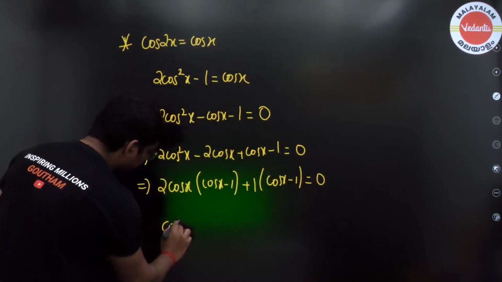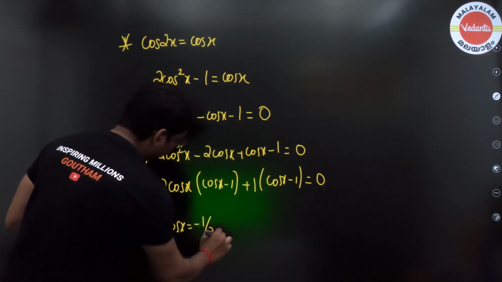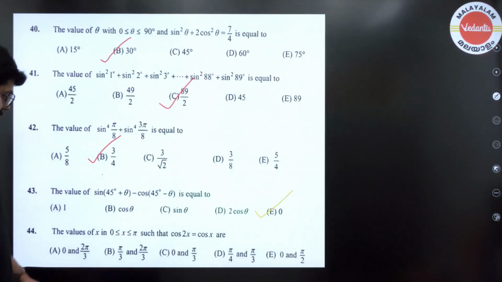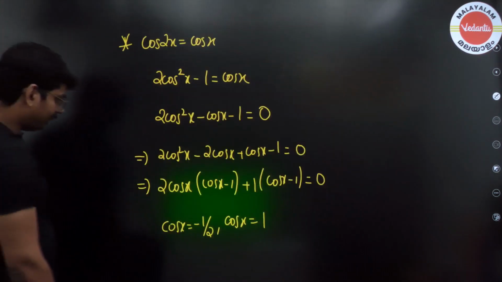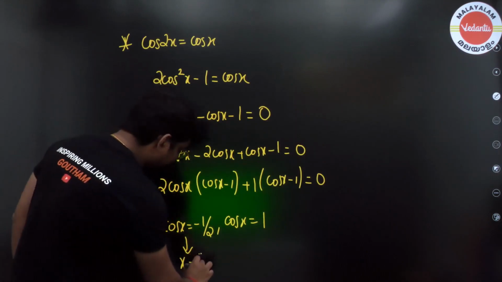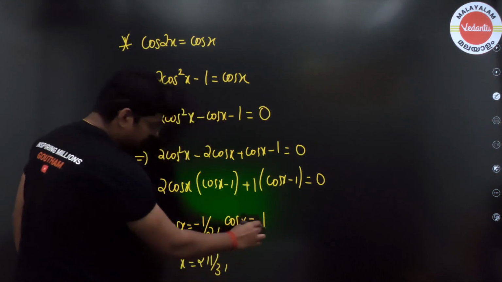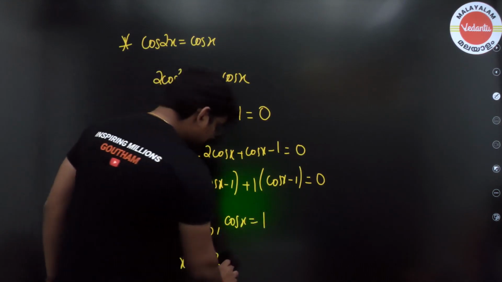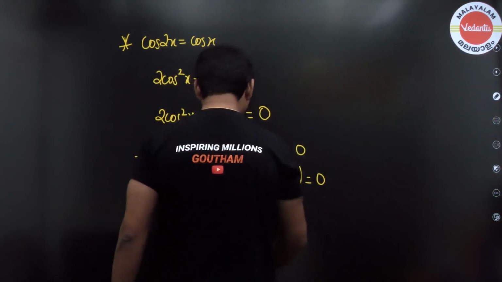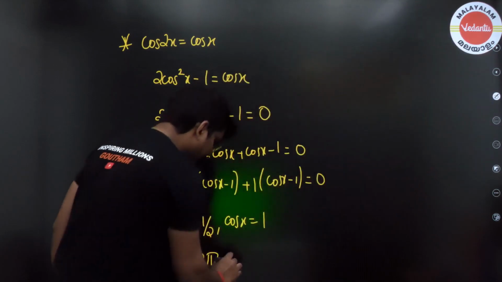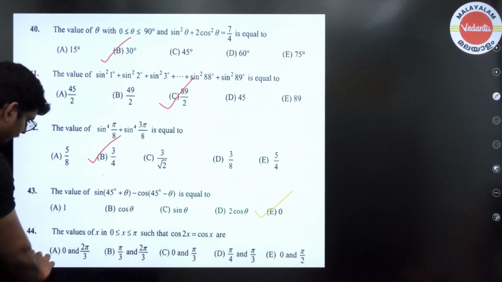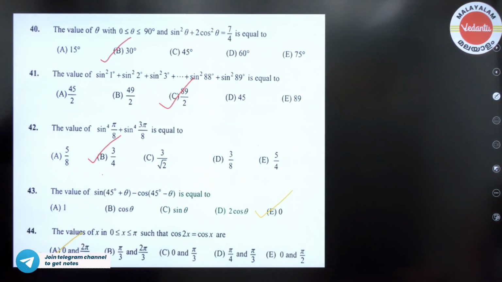So basically guys, cos x values I'm getting as minus 1 by 2, and another value of cos x is going to be 1. We need the angle in the interval 0 to pi. So what does that mean? In 0 to pi, x is going to be here pi minus pi by 3, that is 2 pi by 3. And for cos x equal to 1, x we can take as pi, not pi actually, we can take it as 0. Because between 0 to pi, cos x is going to be 1 at 0. So 0 and 2 pi by 3 are the values guys. So 0 and 2 pi by 3, yes, option A is going to be the right answer.